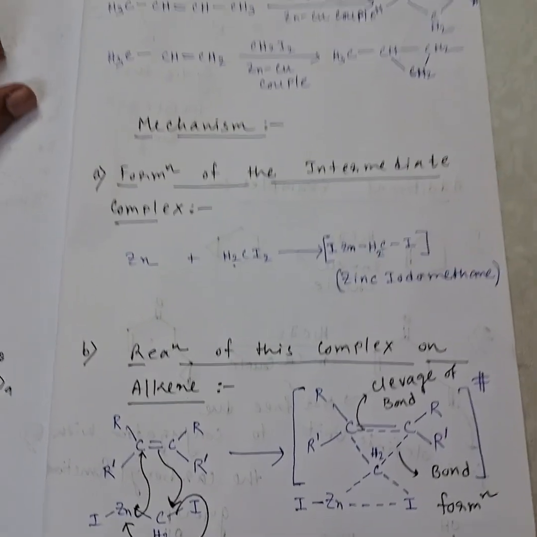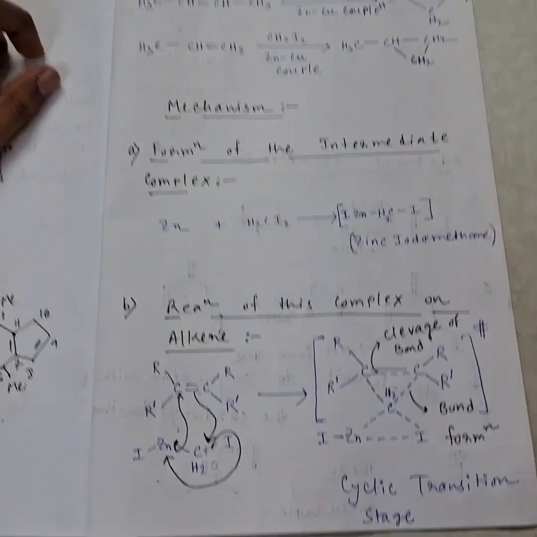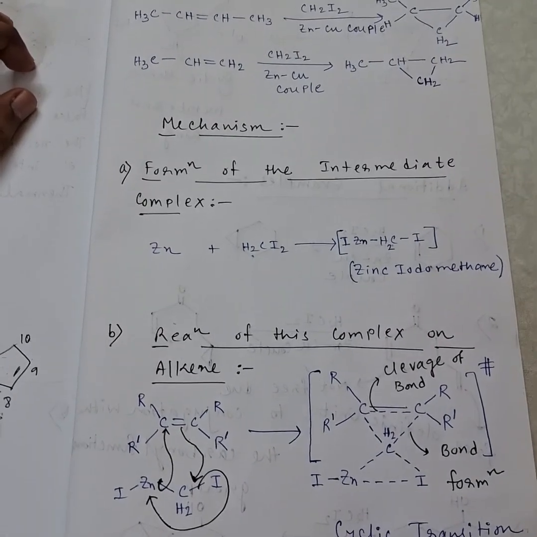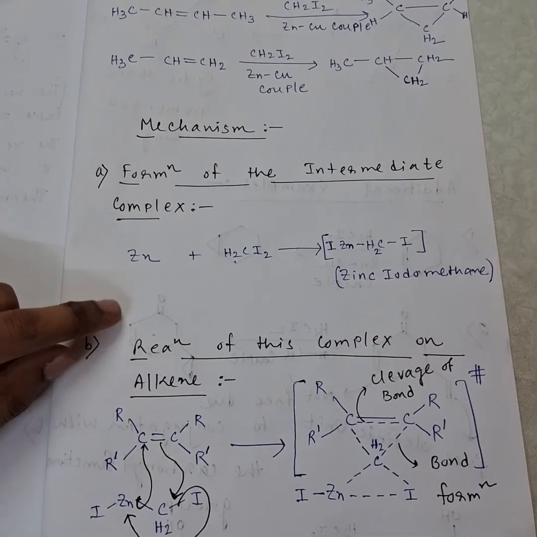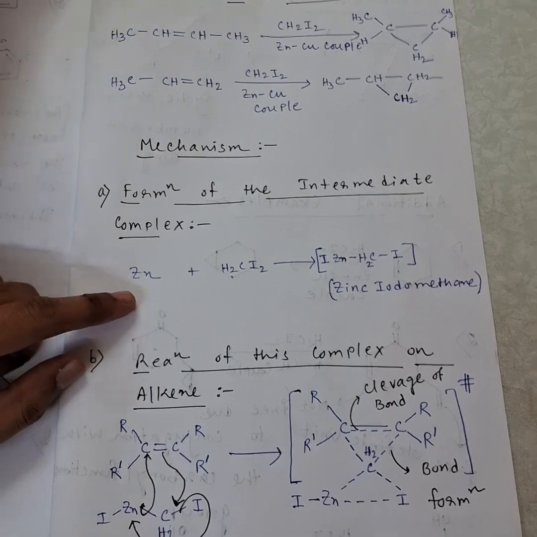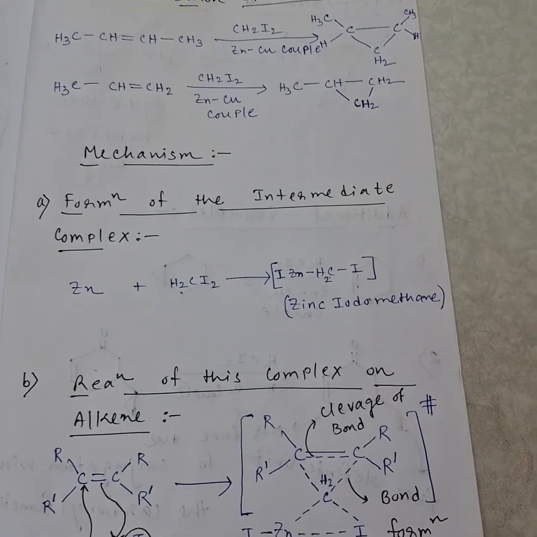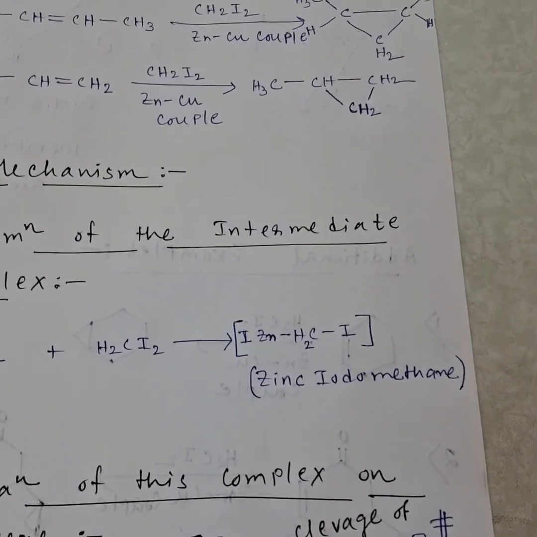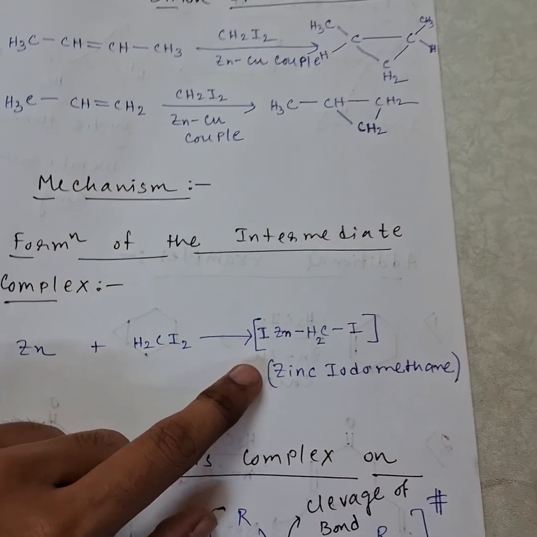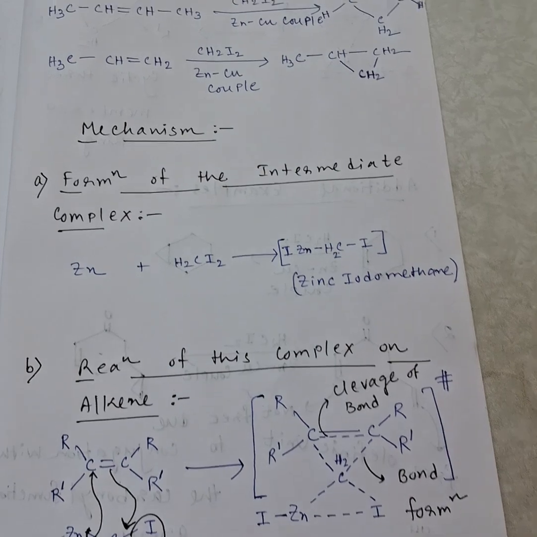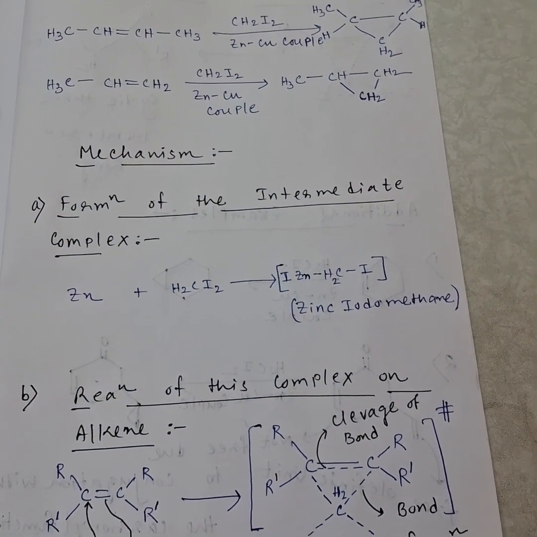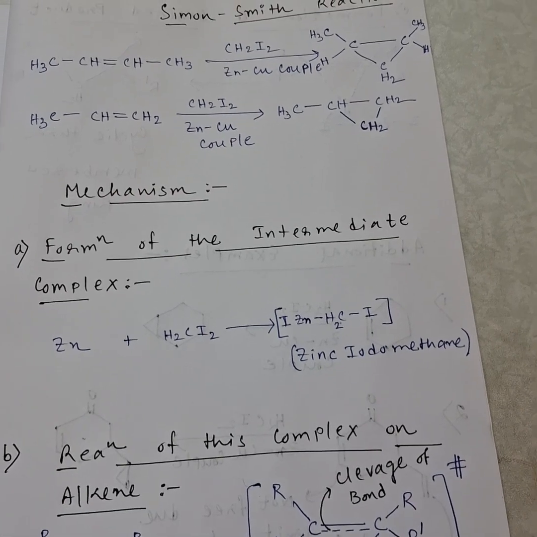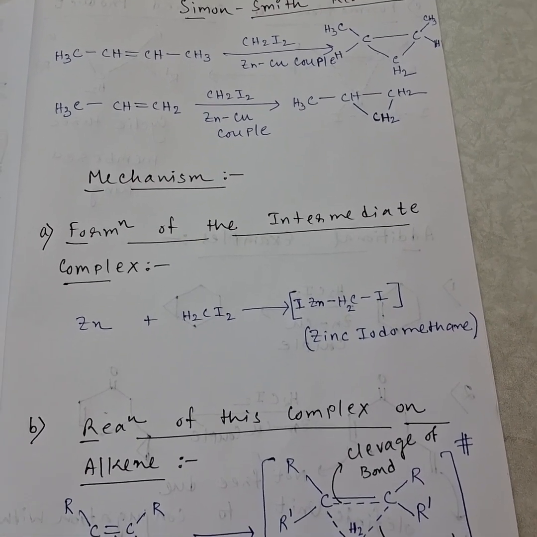Here you can see, I hope you can see the mechanism, where first an intermediate complex formation takes place. Zinc reacts with diiodomethane to give iodomethylzinc iodide. It's a complex, and you should know the structure of this complex. This is the intermediate complex where zinc, being a metal, is directly attached to carbon, mostly a non-metal. You should know carbon is a non-metal but zinc is a metal.